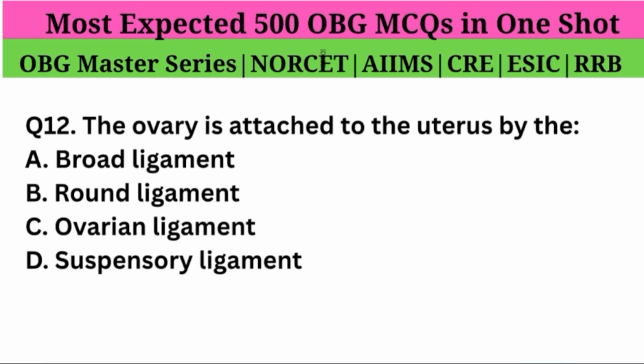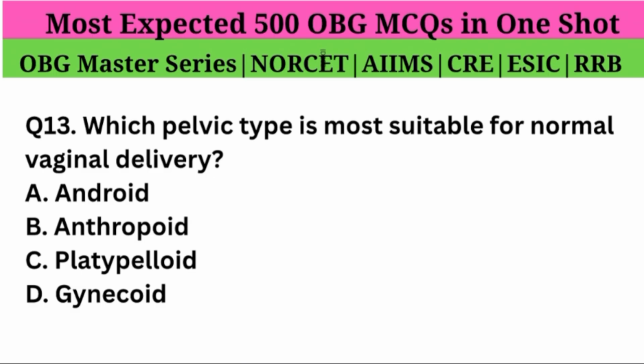Next question. The ovary is attached to the uterus by the? Your correct option is option C, ovarian ligament. Next question. Which pelvic type is most suitable for normal vaginal delivery? Your correct option is option D, gynecoid.